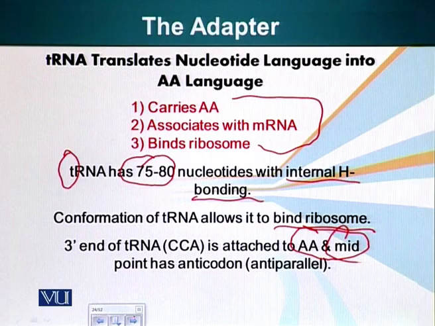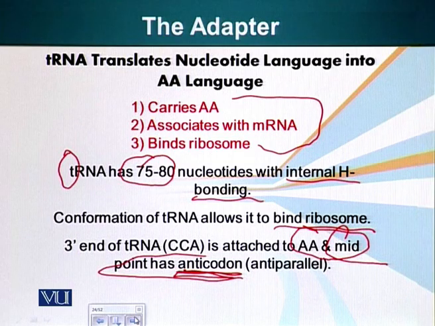The midpoint of this molecule, tRNA, has the anticodon. The anticodon is the part of this molecule that interacts with the codon present on the messenger RNA. So you see the beauty in it. This molecule has nucleotides with a sequence which can bind a specific codon on the messenger RNA, and on the other tip it is carrying an amino acid. So these are basically the functions of the adapter, or the transfer RNA. I have to again point out that the interaction of codon and anticodon is antiparallel.